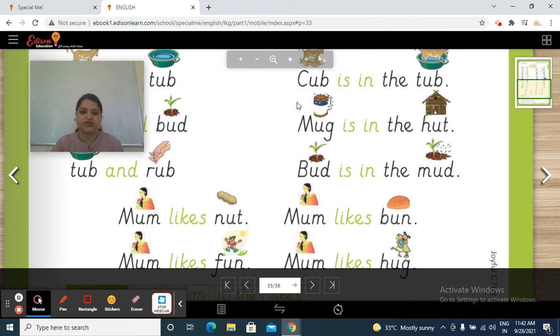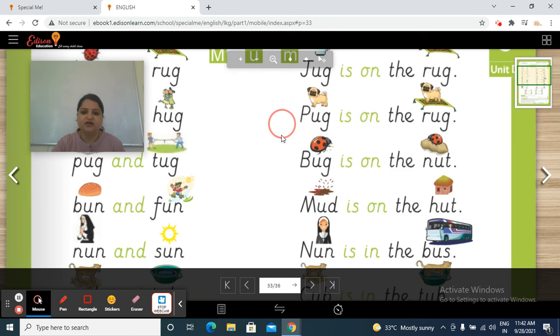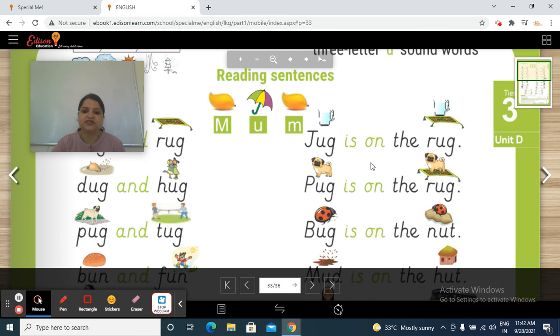Okay. So students, you have to read these sentences. And you have to understand the use of on and in words. So parents, you have to show some picture cards and you have to place some objects on and in.